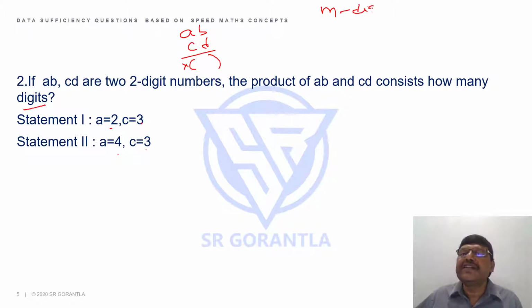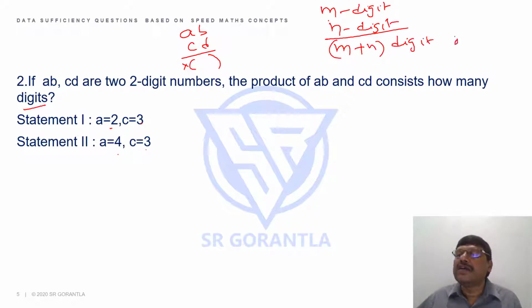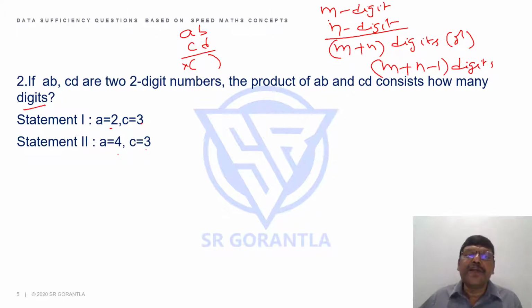If I'm multiplying an M digit number and an N digit number, the product will have M plus N digits or M plus N minus 1 digits. This is a rule, please note it down. Suppose, students, I am multiplying a 2 digit number and a 2 digit number, this product will have either 2 plus 2, that is 4, or 2 plus 2 minus 1, that is 3 digits.